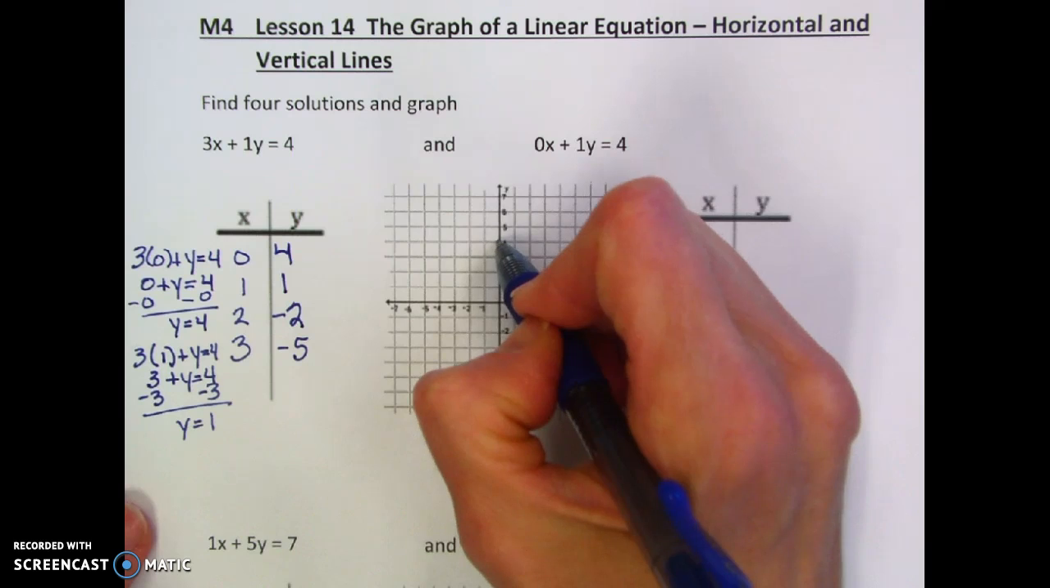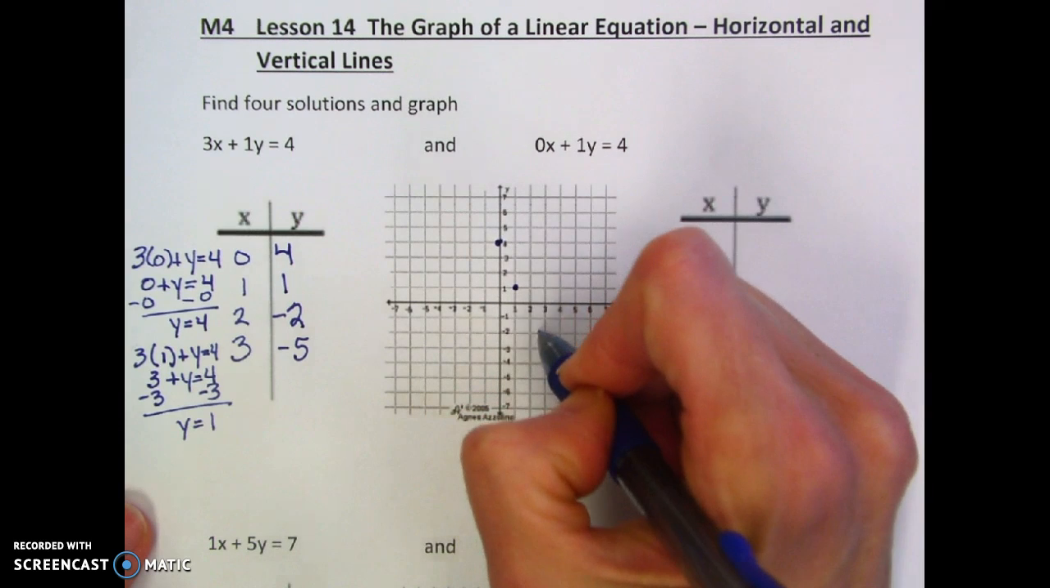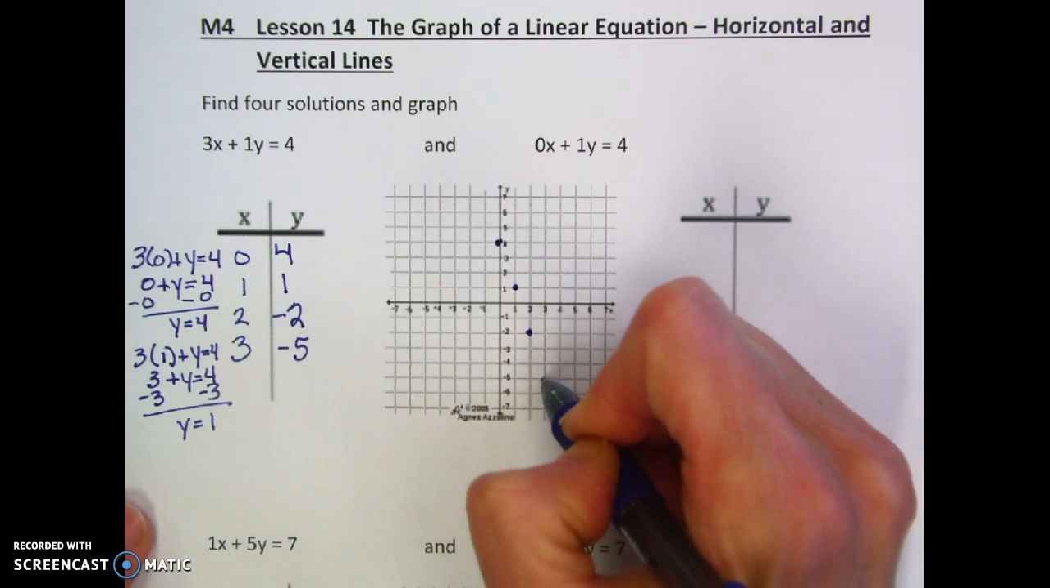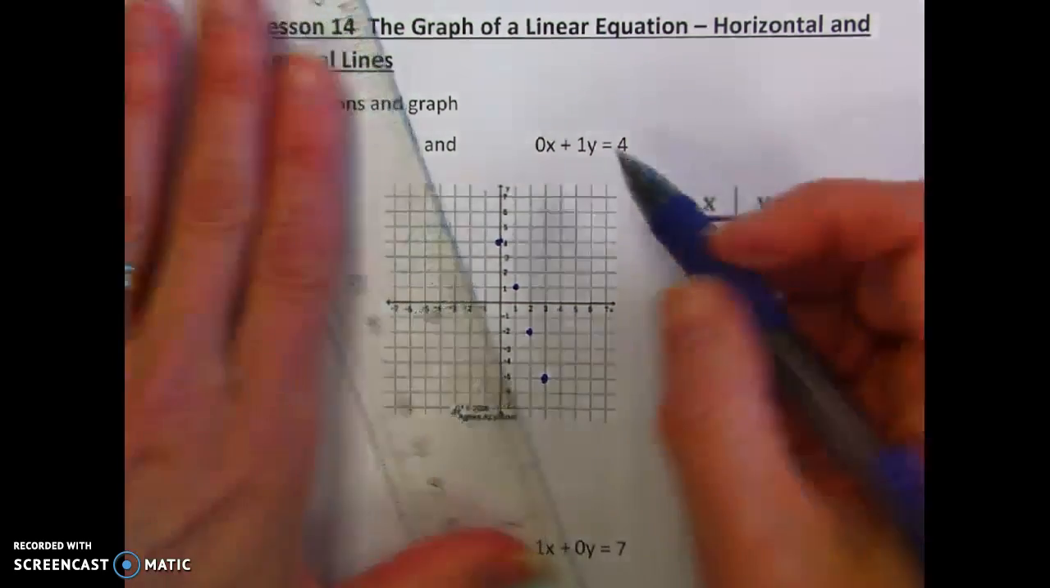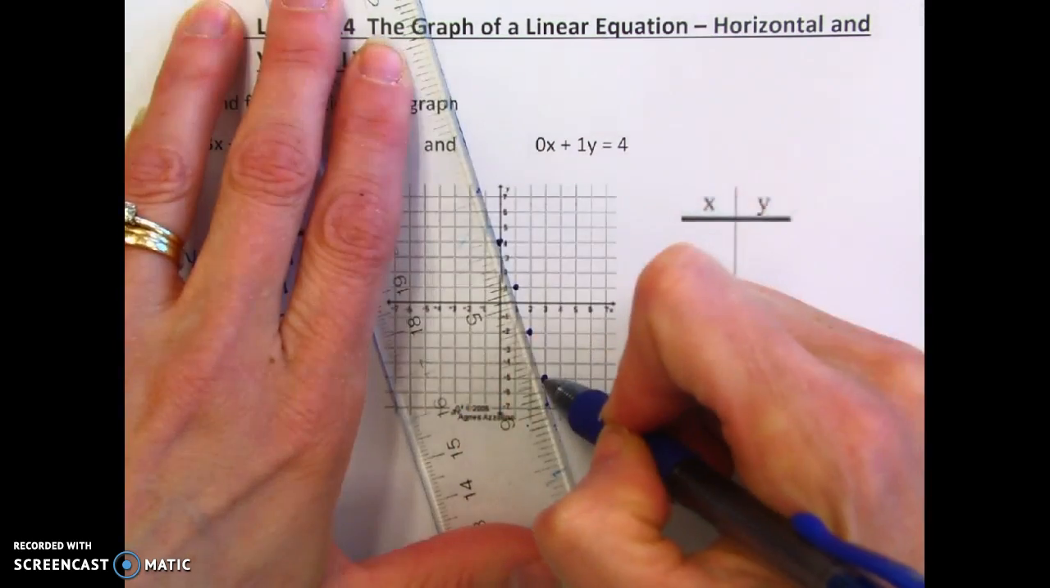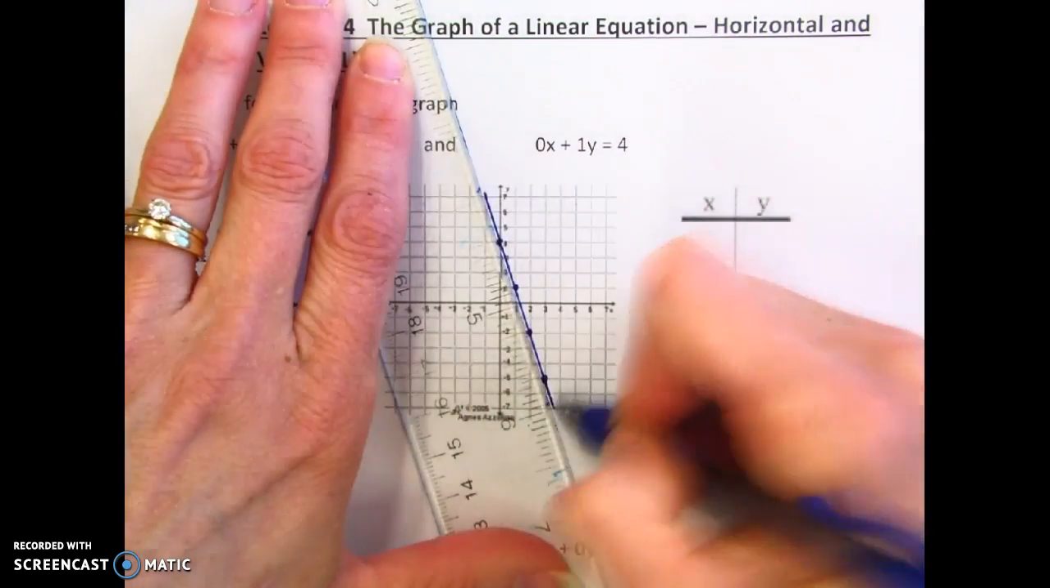So now I plot these points. And that would be the graph for this line. That would be the graph for this equation, I should say.